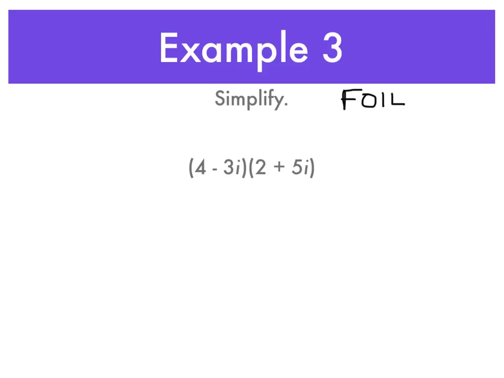So first of all, if I was going to do FOIL, like traditional FOIL, I would do 4 times 2 is 8. 4 times 5i is 20i.